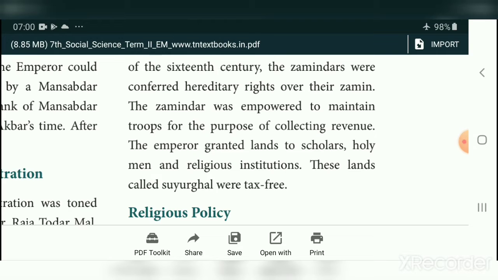The emperor granted land to scholars, holy men, and religious institutions. These lands, called Suyurghal, were tax free. So Suyurghal is nothing but lands gifted to scholars, holy men, and religious institutions, and they had no need to pay tax to the government.